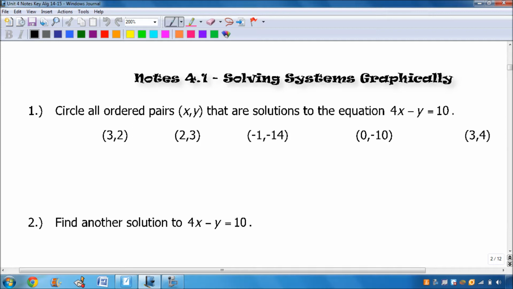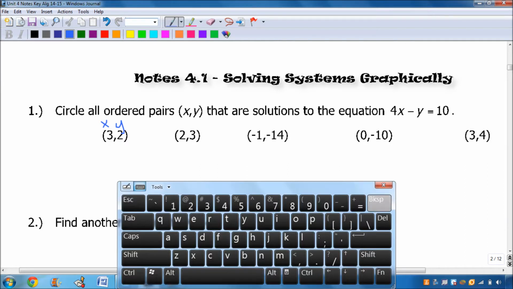Circle all ordered pairs that are solutions to the equation 4x minus y equals 10. Now, normally we would isolate the y, but I just want to know, are these coordinates actual solutions or not? All I have to do is take my values and plug them in. I know that x is 3 and y is 2 in this specific example.